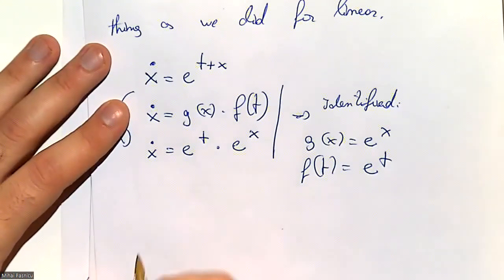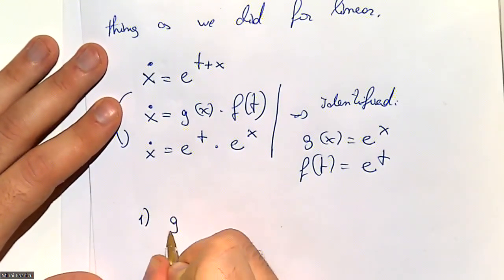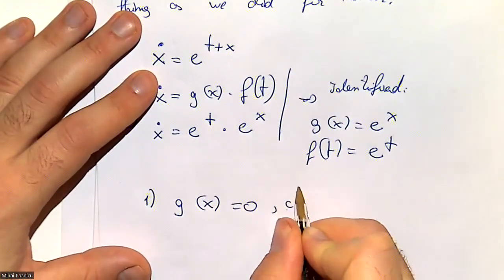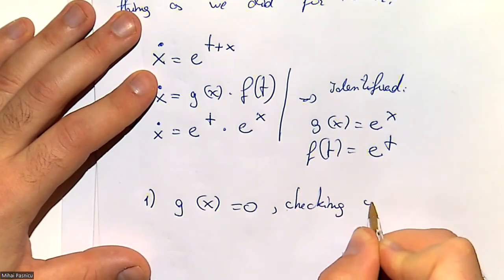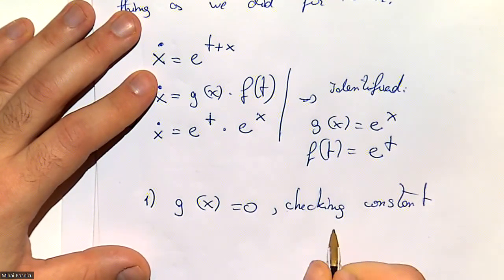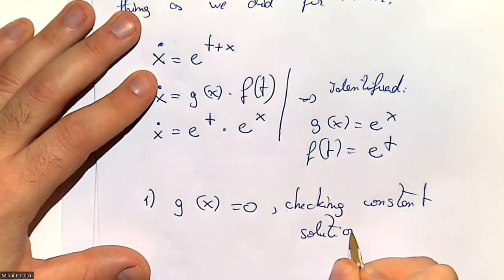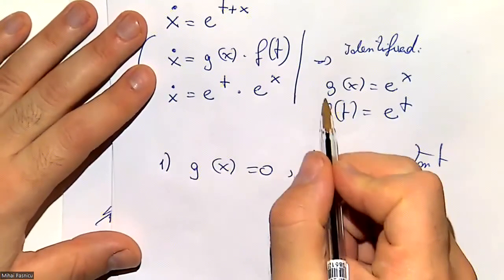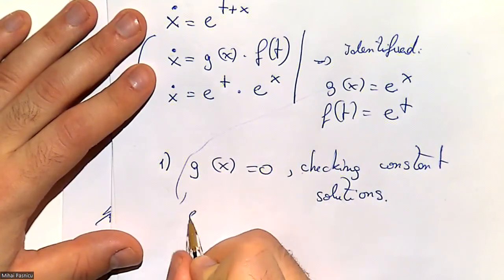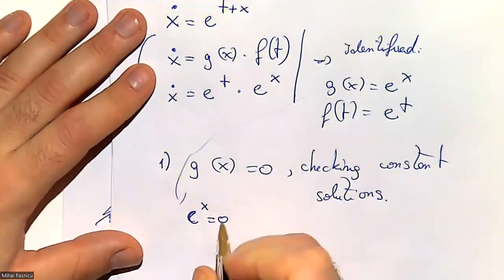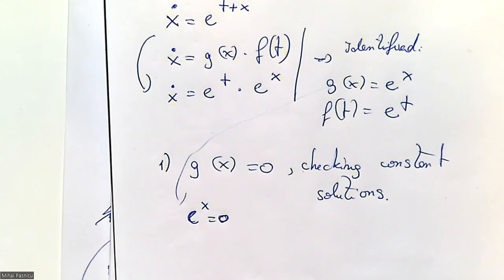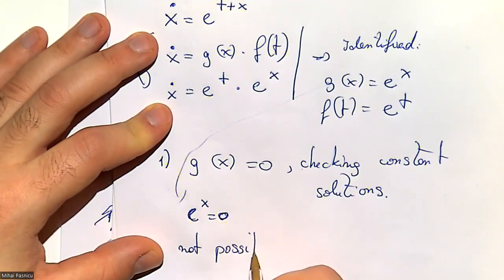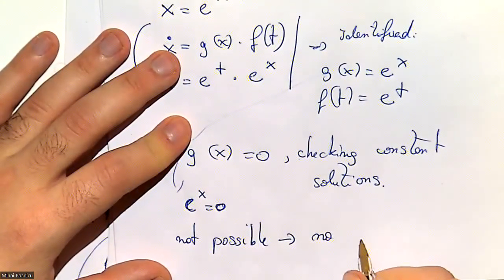Good. What's our first step? First step is checking constant solutions, where g of x is equal to 0. What are we doing here? We're putting g of x equal to 0. What does this mean? g of x is equal to e to the power of x, so it means e to the power of x is equal to 0. This is not possible. So no constant solution.